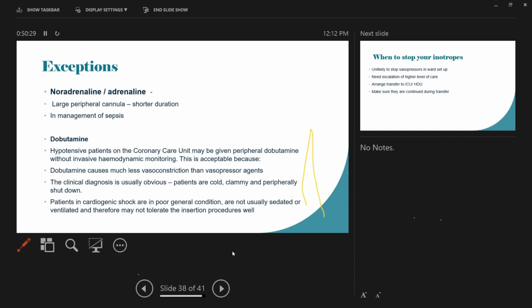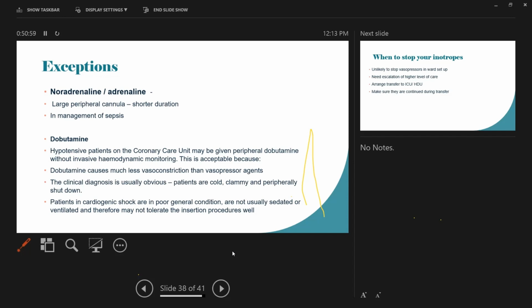It is indicated in the management of sepsis. I told you, you have to start it in the first hour, so you might not have time to insert a central venous line. So there you're supposed to start peripheral noradrenaline in these patients. And then dobutamine has been given through peripheral lines for a longer period, and it has been shown to be safe as well in cardiac units where you have unstable patients. We can use it from the peripheral line. So it's a safe option that you have.